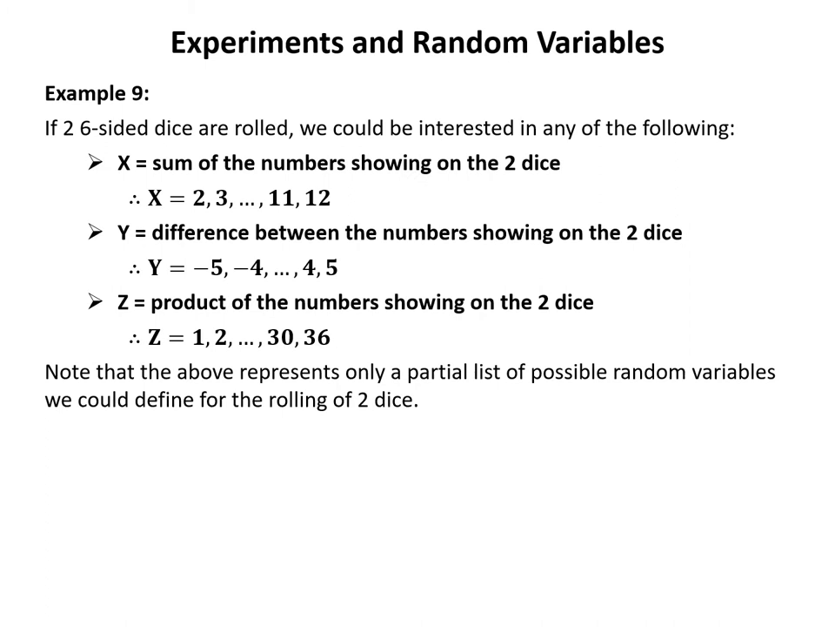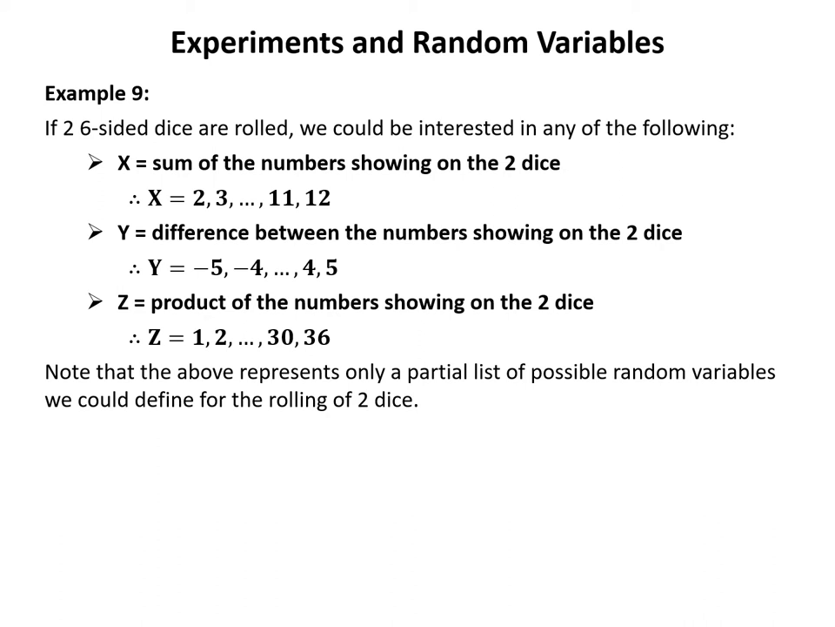In example 9, we look at the experiment where 2 six-sided dice are rolled, and we may be interested in any of the following as random variables, and this is just a list of 3 possibilities. For example, x could be the sum of the numbers showing on the 2 dice, which we've already been talking about, and that would be the list of all values from 2 through 12, all the integers between 2 and 12 inclusive. The 2 comes from 1 plus 1, and the 12 comes from 6 plus 6, and all the values in between are possible.